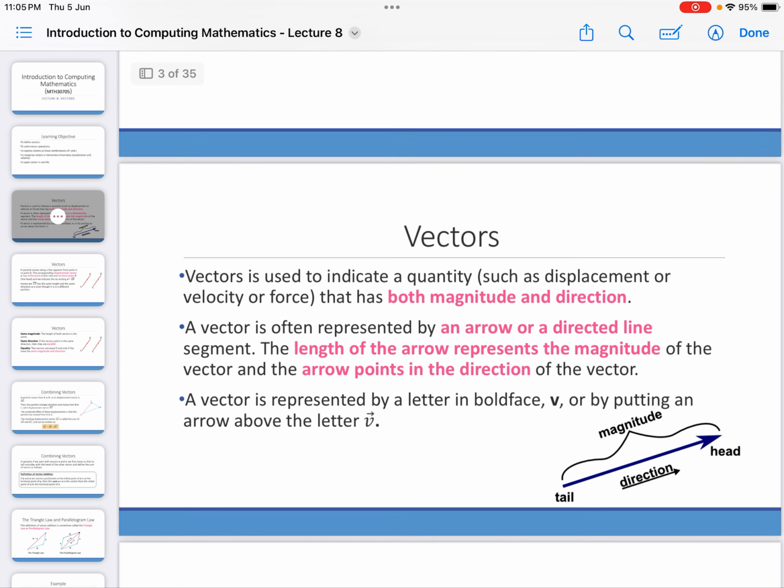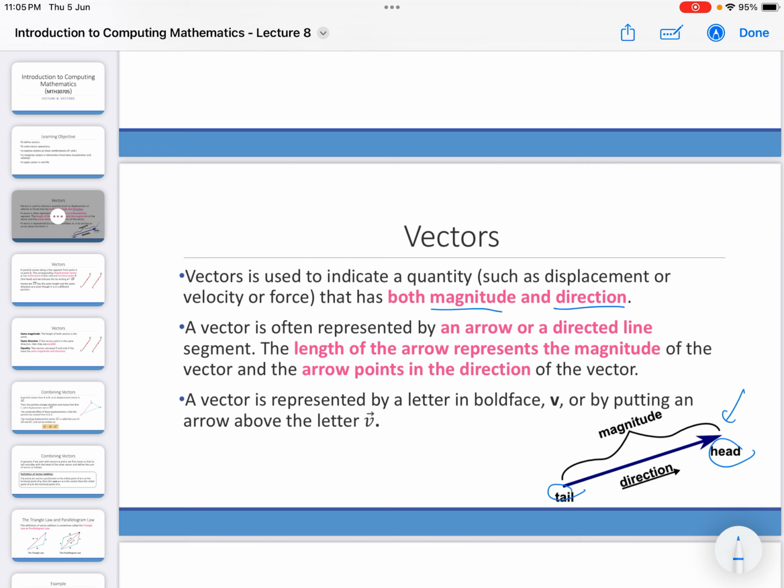Okay, so what are vectors? A vector is used to indicate a quantity such as displacement, velocity, or force that has both magnitude and direction. So if you look at this, let's say this one is a vector. It points up and to the right. This is the direction, and the length of it is the magnitude. A vector goes from tail to head, and it gives the direction.